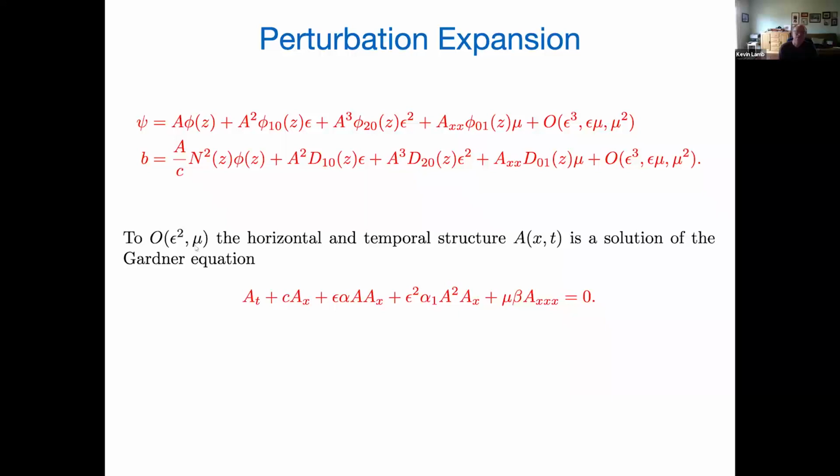So to order epsilon squared and mu, the function A of x, t is given by the Gardner equation. So here it is. I've got my small parameters epsilon, epsilon squared, and mu, and then coefficients: c, the linear long wave propagation speed, then the quadratic coefficient alpha, the cubic coefficient alpha 1, and the dispersive coefficient beta.